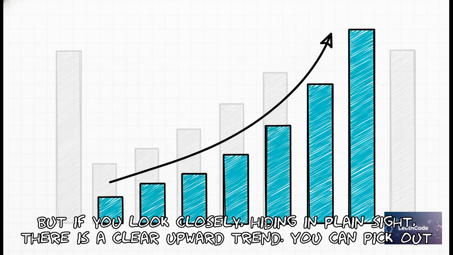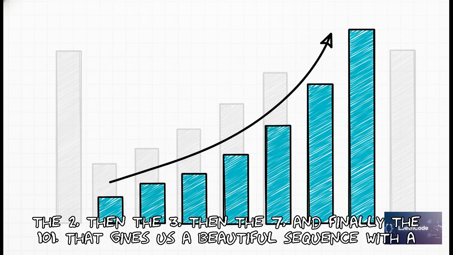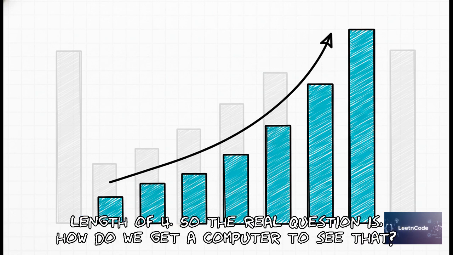But if you look closely, hiding in plain sight, there is a clear upward trend. You can pick out the 2, then the 3, then the 7, and finally the 101. That gives us a beautiful sequence with a length of 4. So the real question is, how do we get a computer to see that?